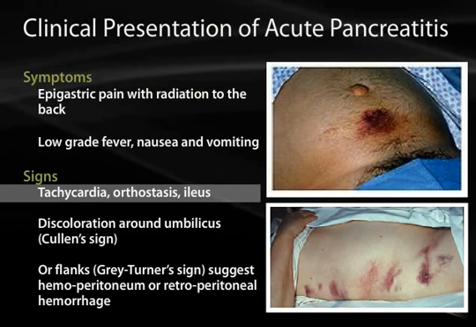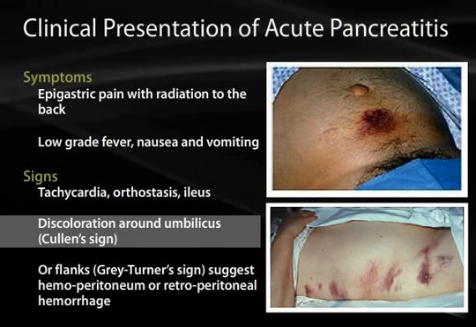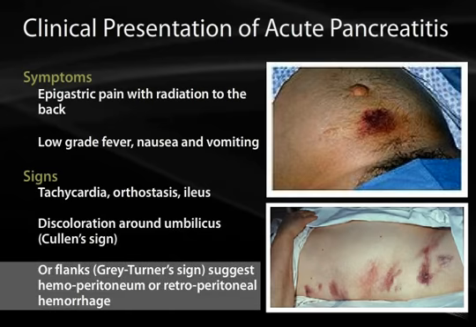Two classic signs associated with acute pancreatitis are Cullen's sign, which is discoloration around the umbilicus, and Gray-Turner's sign, which is present in the flanks and suggests hemoperitoneum or retroperitoneal hemorrhage. Gray-Turner's sign is also seen with rupture of aortic aneurysms in the abdomen.